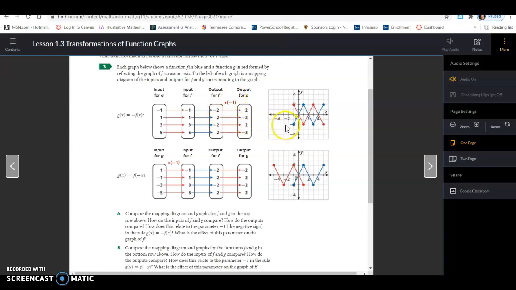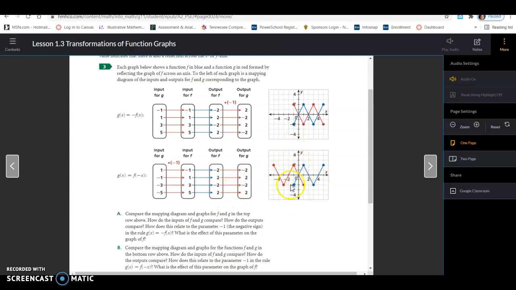You can see that here's your original blue, and it reflects across the x-axis. And then you come down here, and the negative is inside the parentheses. So this time the x is the one that's becoming negative. We're going to do 1 times negative 1 here. So the x values, or your input values, will change, and that results in a reflection across the y-axis. Okay, so that's going to change it.